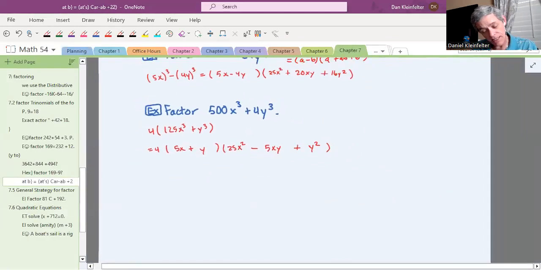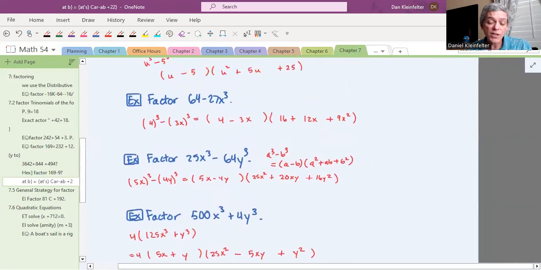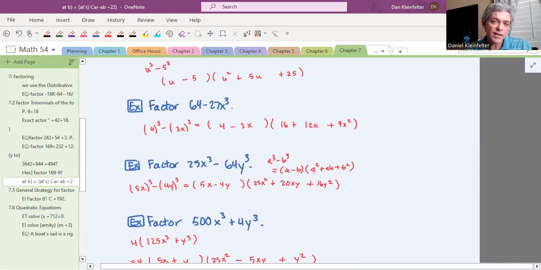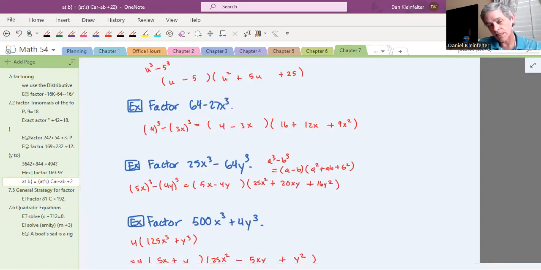And I think that was our last example. So yeah, that takes us to the end of this section on factoring using special formulas. This part of the video, or this video, is specifically on the sum and difference of cubes formulas. That takes us to the end.